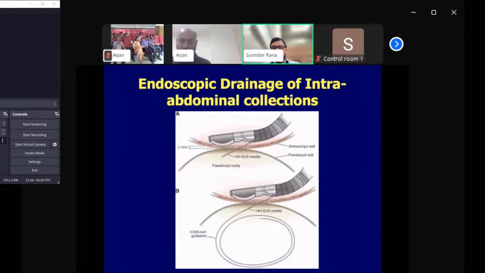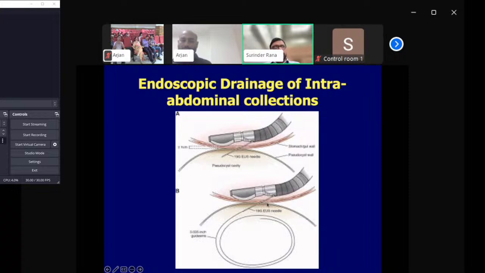Another problem, similar to what we do, is drainage of intra-abdominal infected collections. It's a multi-step process. We see the fluid collection inside the abdomen through the stomach. We then use this endoscopic ultrasound scope. We first puncture it with a needle. Then we put a guide wire inside. Then we dilate the tract using balloons. And then finally, we put drainage tubes, which we call stents.